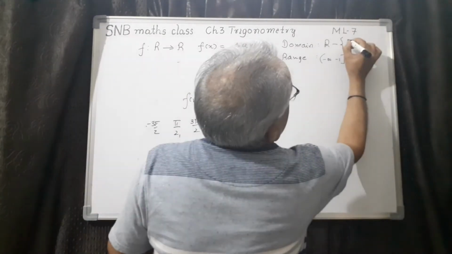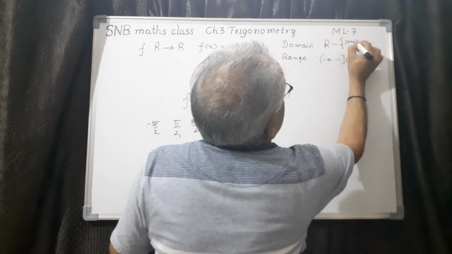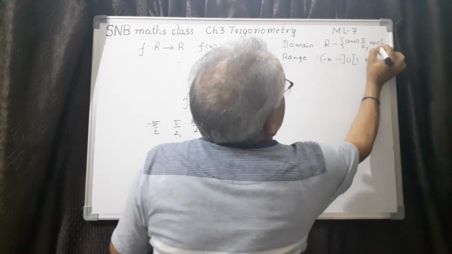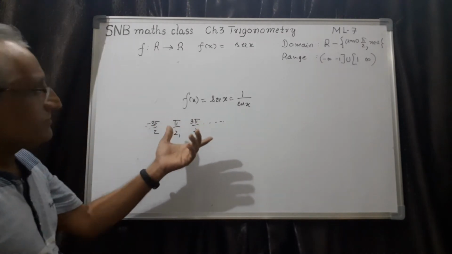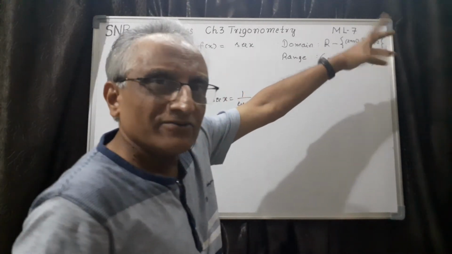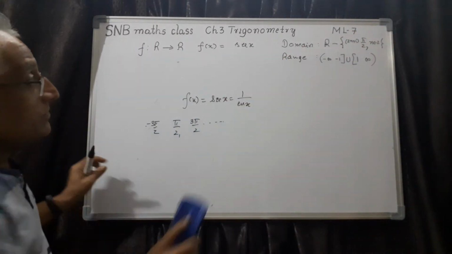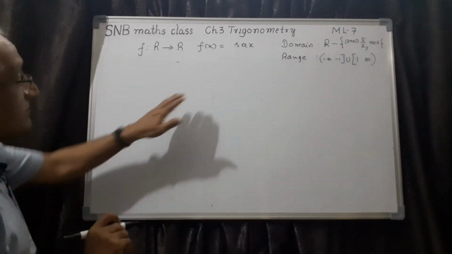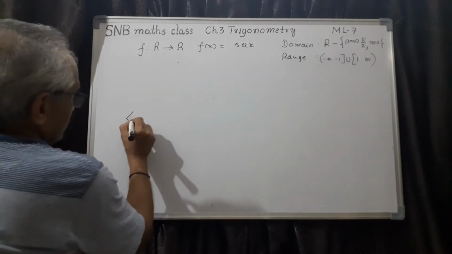So we have to write it like this: (2n plus 1) pi by 2, where n belongs to Z. When you write this, it includes all these values. For example, you take n equal to 0, pi by 2, etc. I have explained this one. So now it is very simple to draw the graph of secant x. So the graph will be like this.